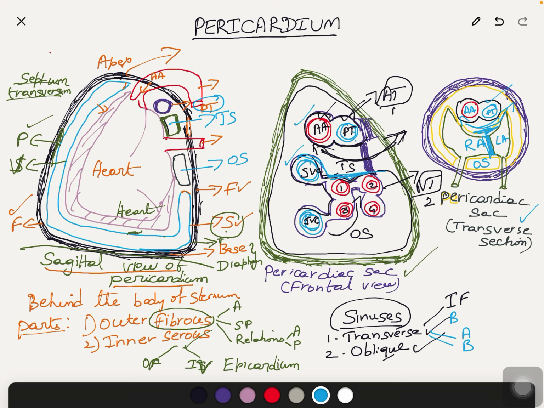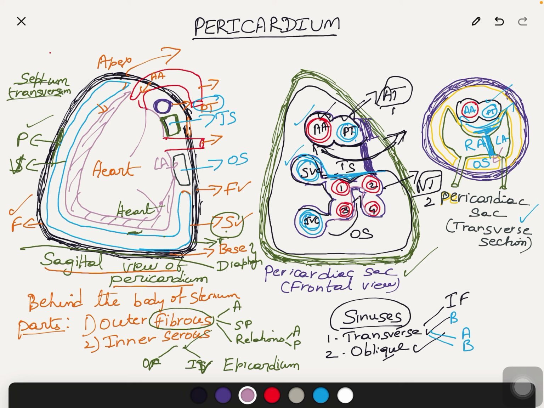Now we will learn the oblique sinus. The oblique sinus is a cul-de-sac behind the left atrium. We can appreciate it here: if this is the left atrium, it is a cul-de-sac behind the left atrium. In this picture also you can appreciate it behind the left atrium. The oblique sinus is closed on all sides except below. Otherwise it is open below.